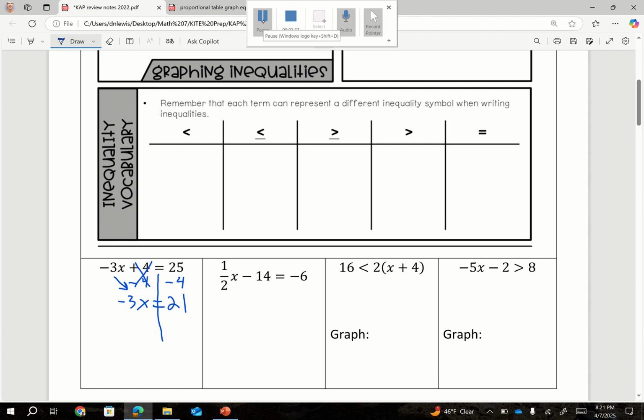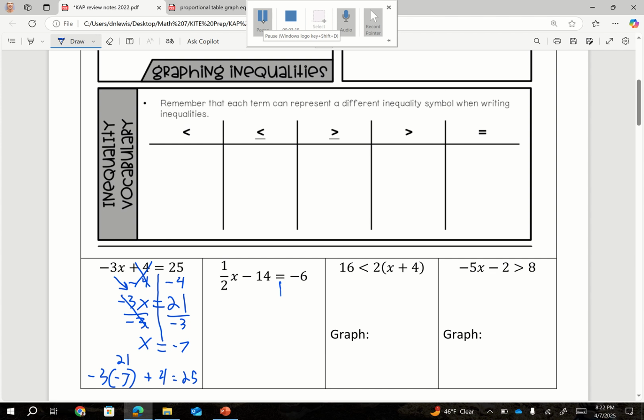Opposite of times is divide. So we divide by negative 3. Negative 3 divided by negative 3 is 1. I've got 1x equals 21 divided by negative 3 is negative 7. Positive divided by a negative equals a negative. Okay. Go back and check. Means I'm going to plug negative 7 in for x. Negative 3 times negative 7 makes positive 21. And 21 plus 4 equals 25.